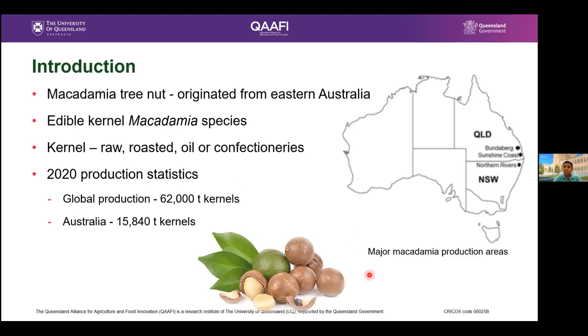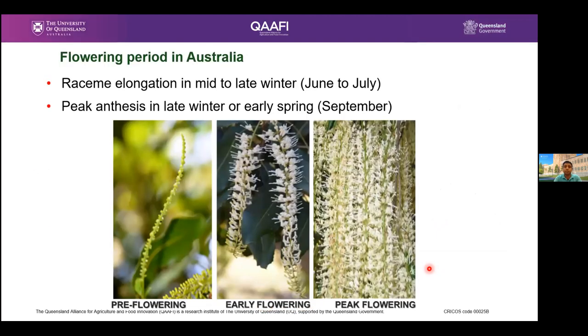In Australia, you can see in the map, the Bundaberg and Sunshine Coast regions in Queensland, and the Northern Rivers region in New South Wales are the major macadamia production areas. In Australia, raceme elongation begins in mid to late winter, that is June to July, and the peak anthesis occurs in late winter or early spring, that is September.